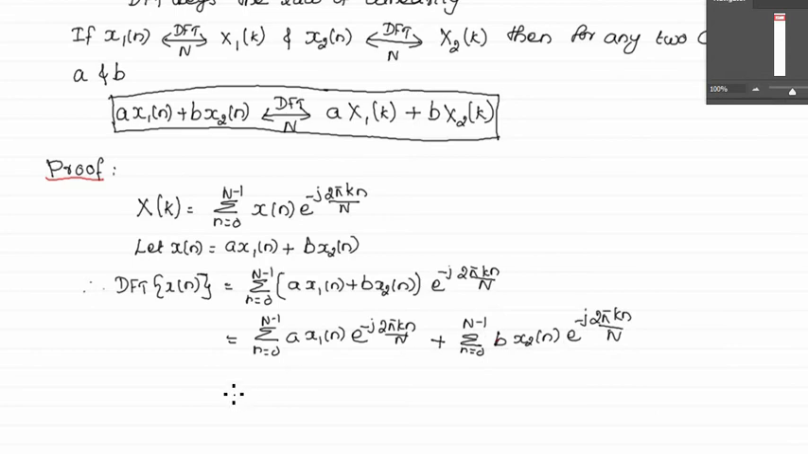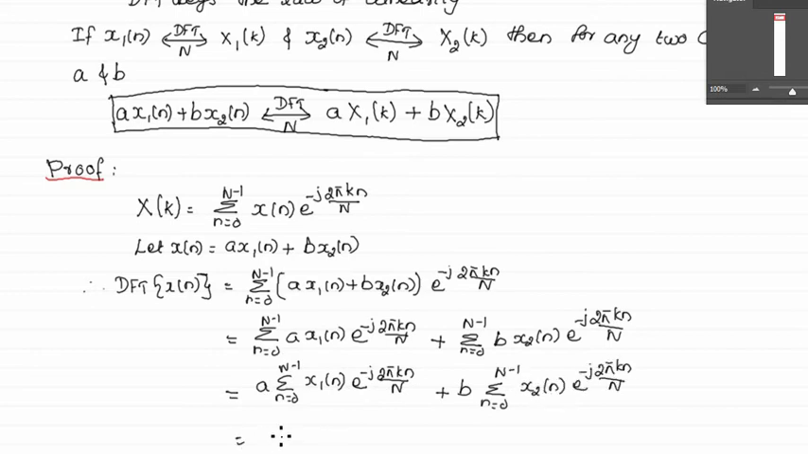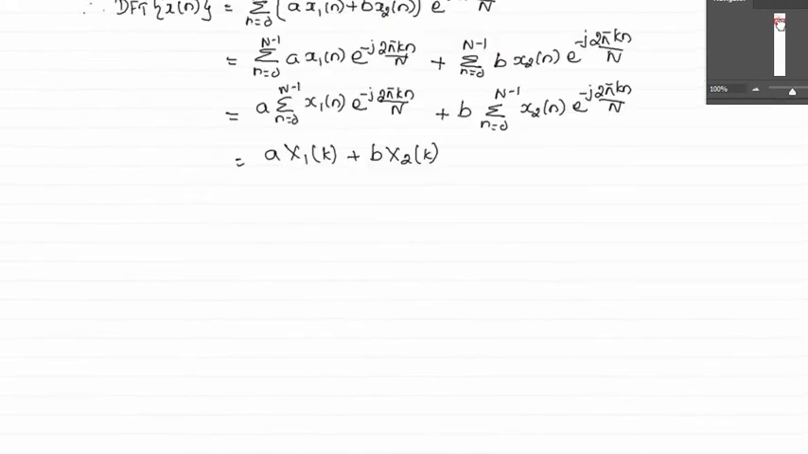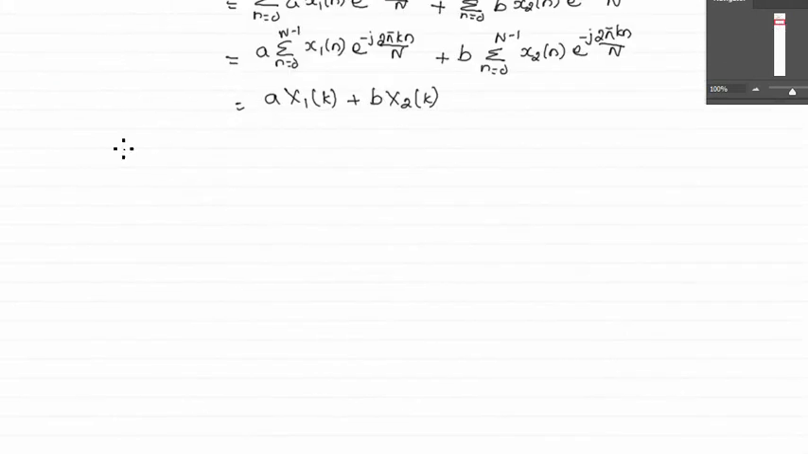Then we can take the constants outside because they are not dependent on the variable n. Then it will be equal to summation n equal to 0 to N minus 1 x1 of n into e power minus j 2 pi kn by N. Similarly for the next term. So when you take the summation, this is actually equal to the DFT of the sequence x1 of n, which is given by X1 of k. Similarly, the second term, summation n equal to 0 to N minus 1 x2 of n into e power minus j 2 pi kn by N, is actually equal to the DFT of the sequence x2 of n. So it is equal to a into X1 of k plus b into X2 of k.